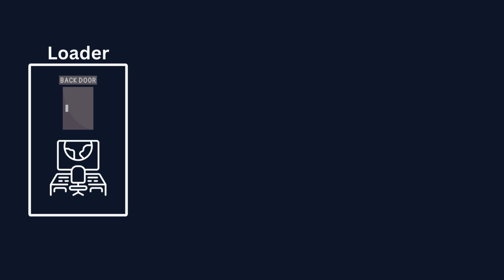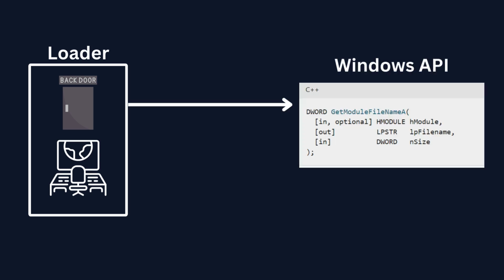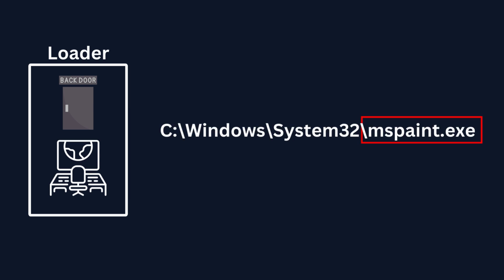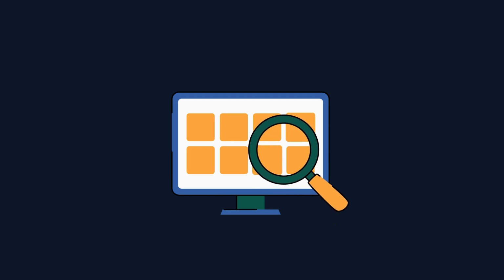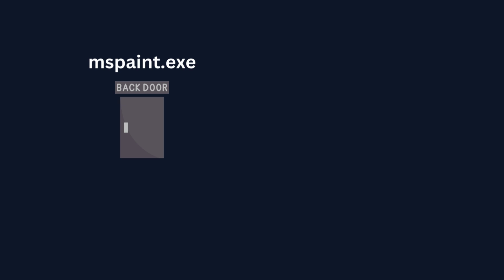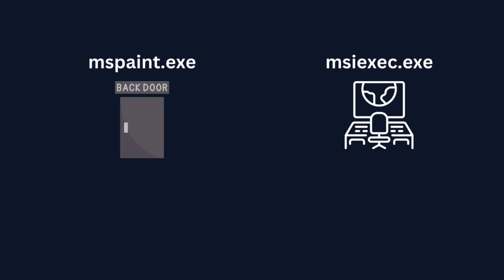When the loader starts up, it makes a call to the Windows API function GetModuleFileNameA. This returns the full path of the loader. From this path, the loader determines the name of the process it is running in. The loader is looking for two specific process names. If the process name is mspaint, the backdoor module is run. Likewise, if the process name is msiexec, then the C2 module is run.